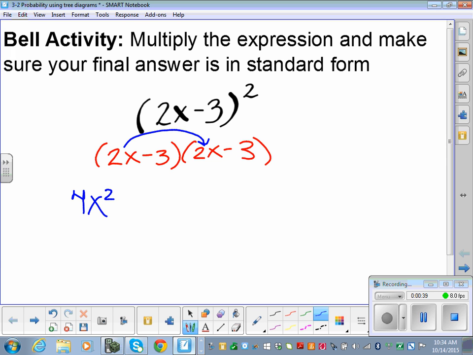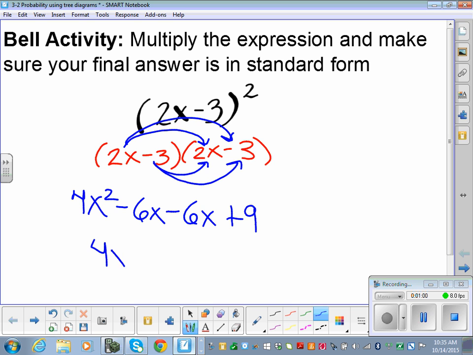Now guess what? You guys are doing so much better at not forgetting your x squared. So that's awesome. Good for you. And then 2x times negative 3 is minus 6x. And then we have negative 3 times 2x. Good. Minus 6x. That's usually where I see people forget an x. And then negative 3 times negative 3. Then we combine like terms. 4x squared, no other x squared, minus 12x plus 9.